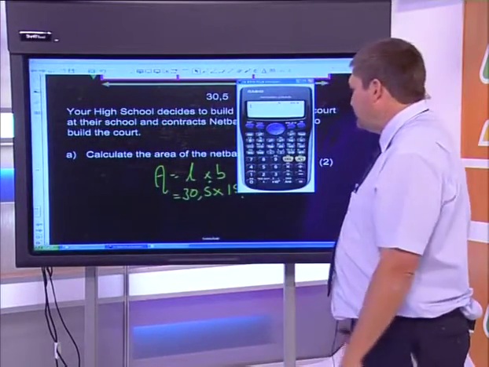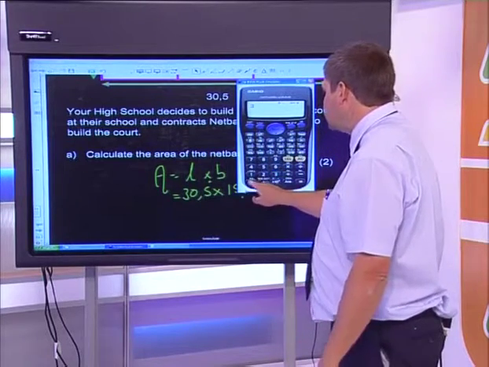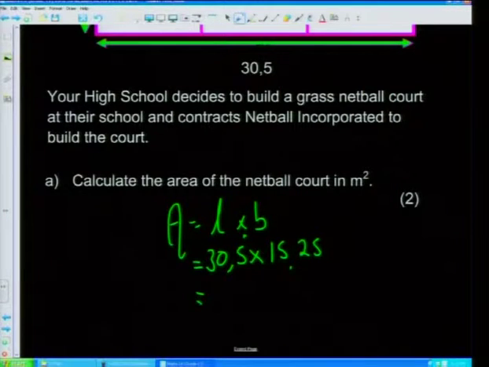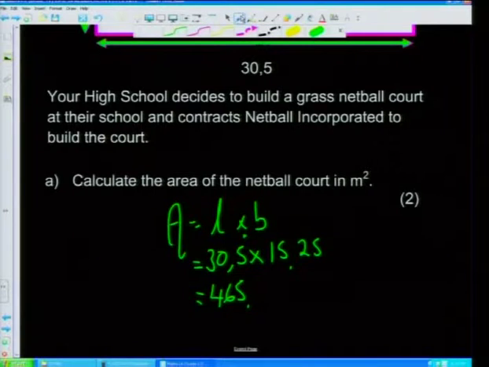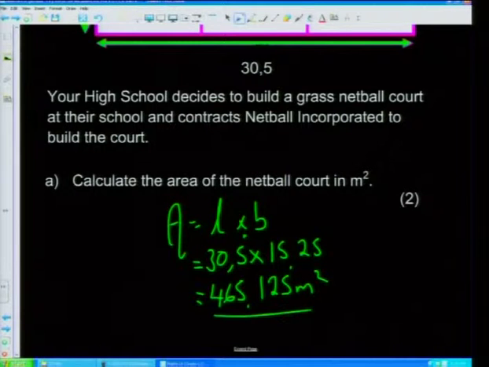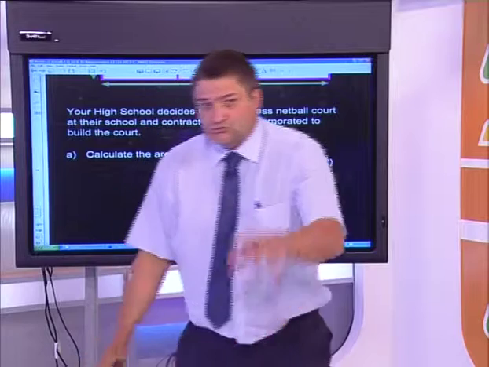So we're finding out the area of the netball court. It's straightforward. I'm going to use my calculator and say I've got 30.5 meters, multiplying that now by 15.25 meters, and I'm going to get an answer then of 465.125. So it's 465.125. Let's get a pen again. Here we go. 465.125 what? Meters squared.